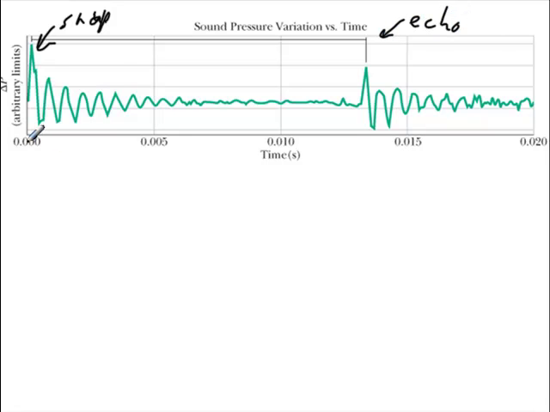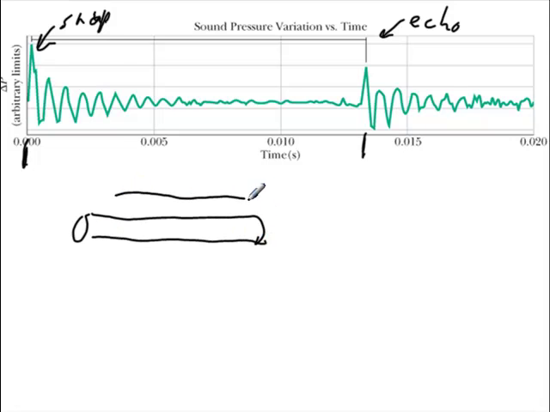Now if we can measure the time between the snap and the echo, and we know how far down the tube the sound had to travel, down and back, then we have a distance and a time, and we divide them and get the velocity of the wave. Notice even though the wave travels very quickly, the actual air molecules have not moved that far.